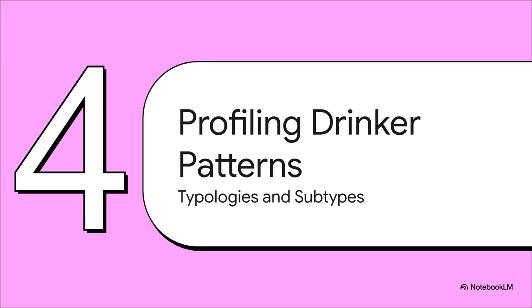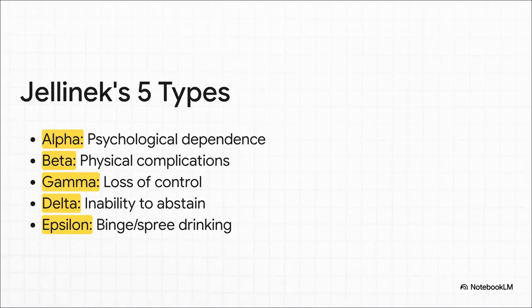All right, for our last section, let's look beyond just the level of severity for a minute and explore a different question that researchers have been asking for a long time. Are there different types of problem drinkers? This is where we get into the world of typologies. This idea is definitely not new. Way back in the middle of the 20th century, a researcher named Jelinek came up with these 5 types. It was a really pioneering attempt to show that not all problem drinking looks the same.